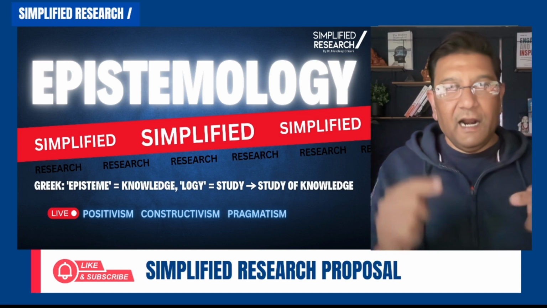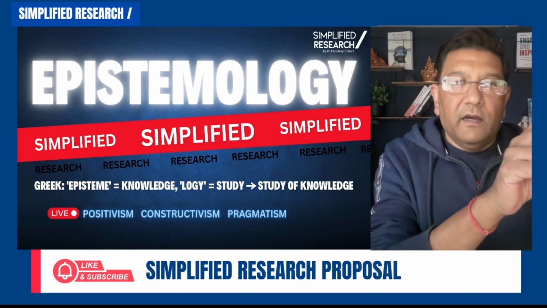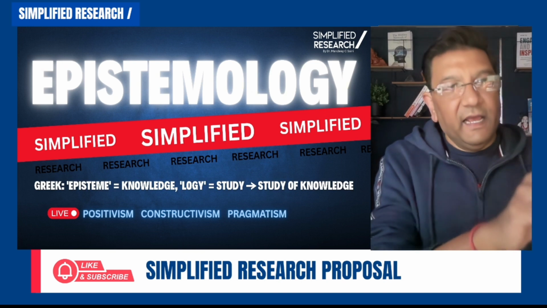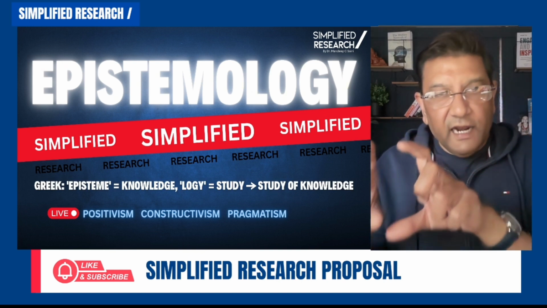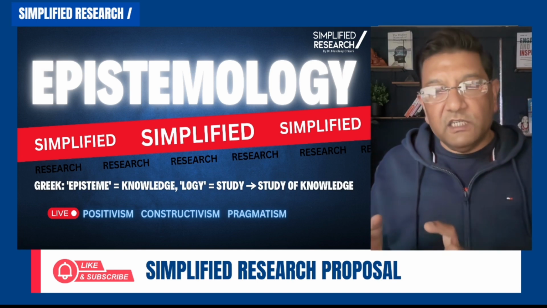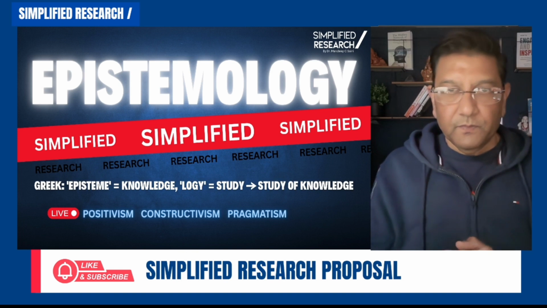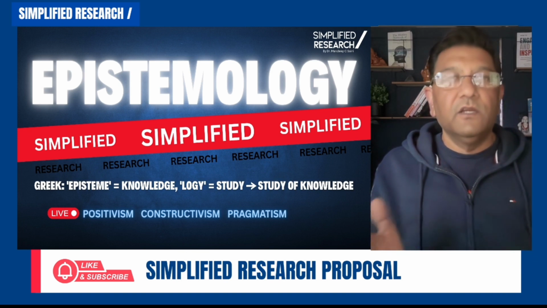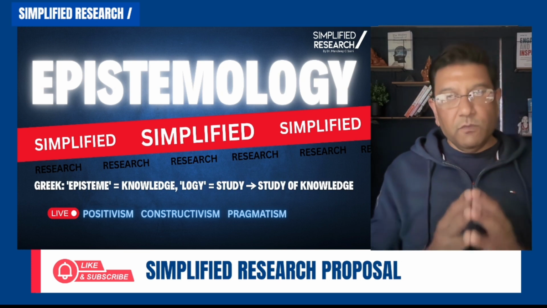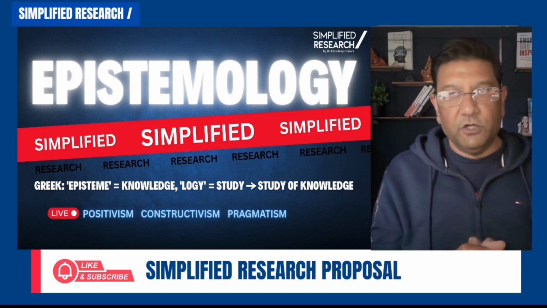Now if we align those with realism, positivism is part of realism. If we align relativism, constructivism is part of relativism. And then pragmatism, if we are using both of them. So epistemology is the second branch of research methodology.